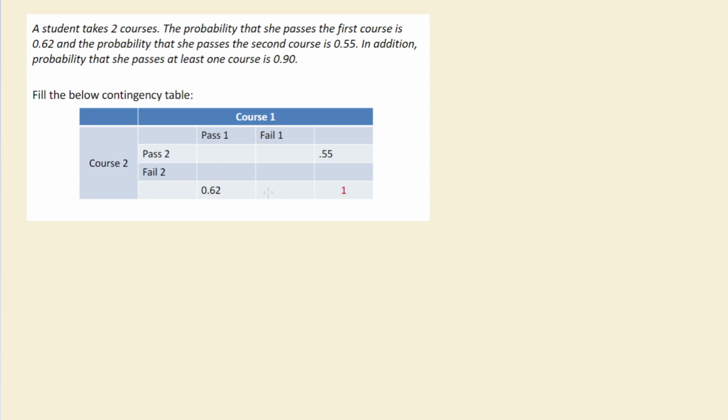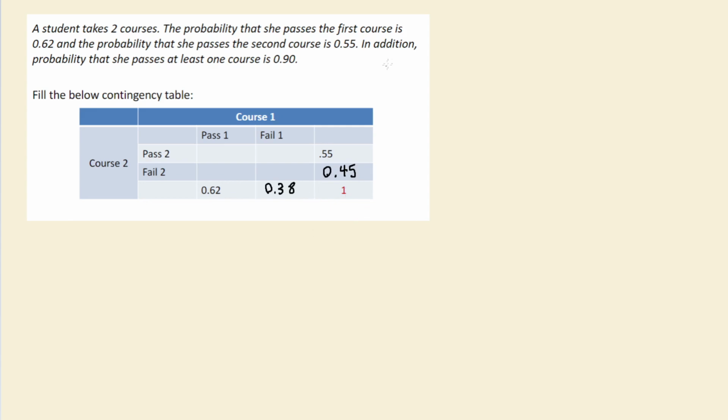And so 1 minus 0.62, that's going to be 0.38. And then here, the probability that she passes the second course is 55%, which means the probability that she fails the second course is going to be equal to 0.45. That's the probability here. These all have to add to 1 here.